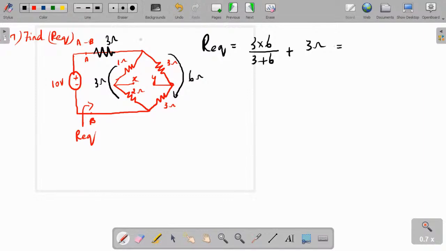Right? I did not give this 3 ohm in the question, so if you solved it, only this answer would have come. That is 18 by 9, 2 ohm is the answer you would have got. But now the answer is 2 plus 3, which is 5 ohm. R equivalent seen across the terminals AB is 5 ohms. Okay.